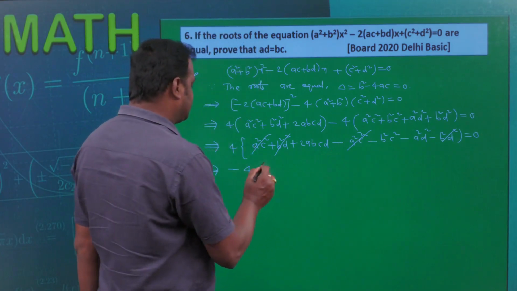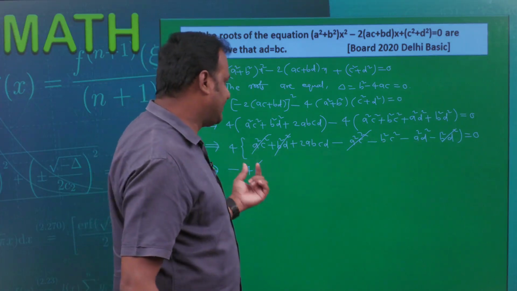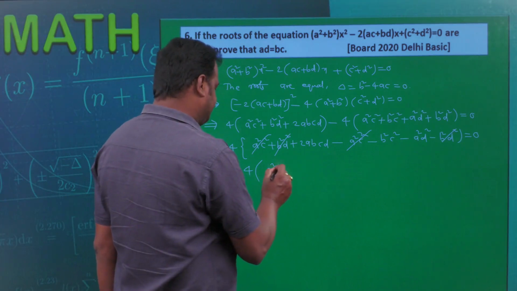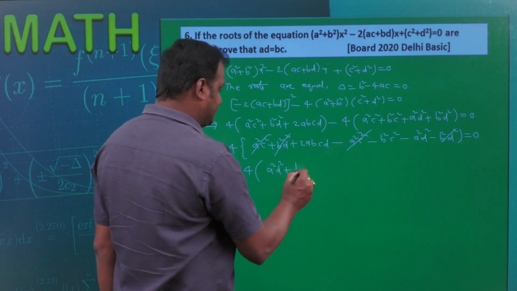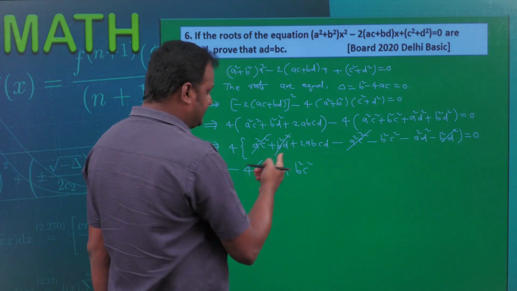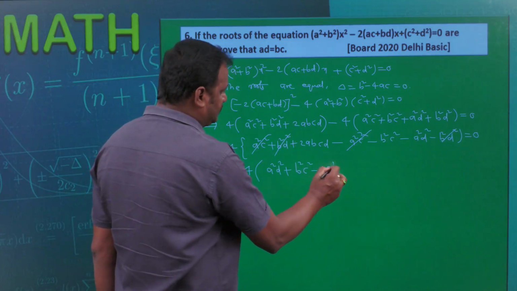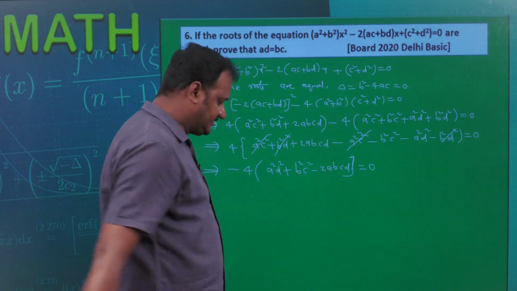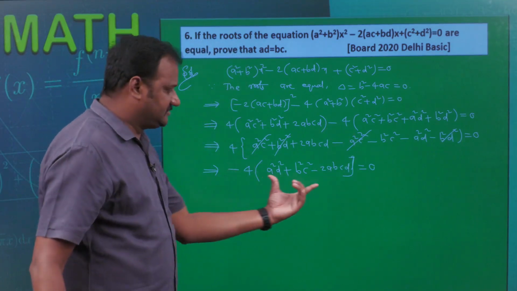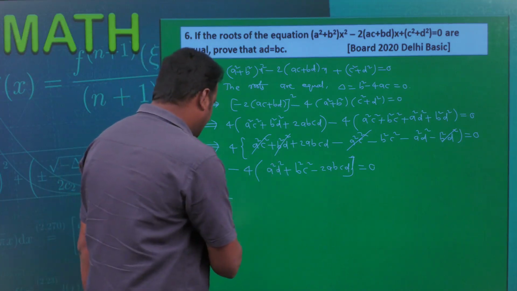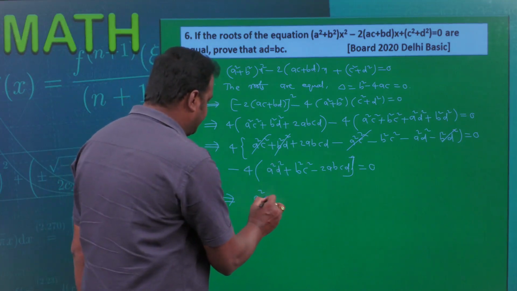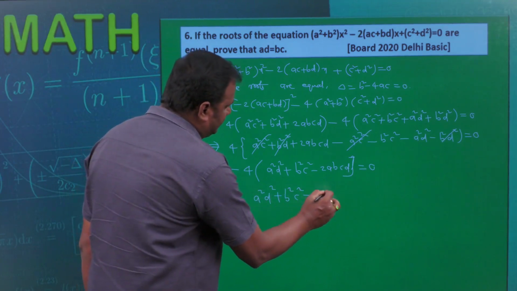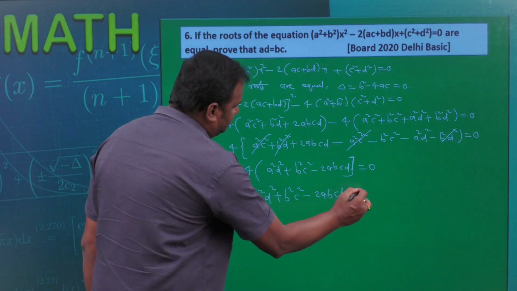So minus 4 times, I will write first these two terms because I have already taken minus common. So here it is a square d square plus b square c square. I have taken minus common, so it would be one more minus, that is 2abcd is equal to 0. See again, minus 4 cannot be 0, so only this term is 0. What is that term? A square d square plus b square c square minus 2abcd is equal to 0.